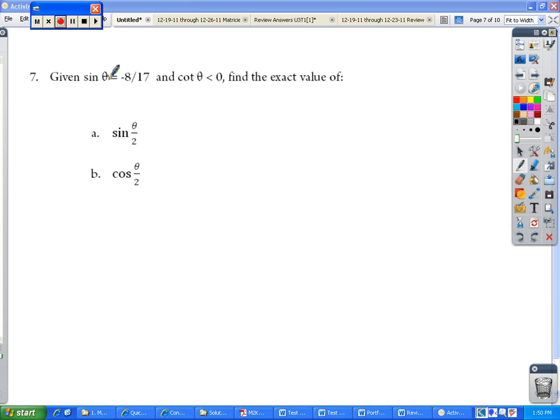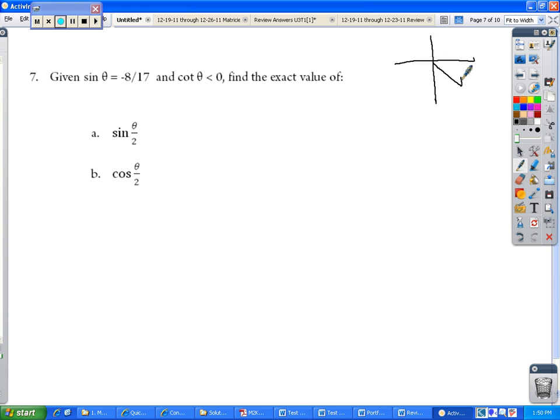So in this problem, we're given that sine of theta is negative 8/17 and cotangent is less than 0, meaning cotangent is negative. So you have to think, in which quadrant is cotangent negative, aka tan? Where's tan negative? Tan is negative in the second and fourth quadrants. And then where's sine also negative? That happens in the fourth quadrant.